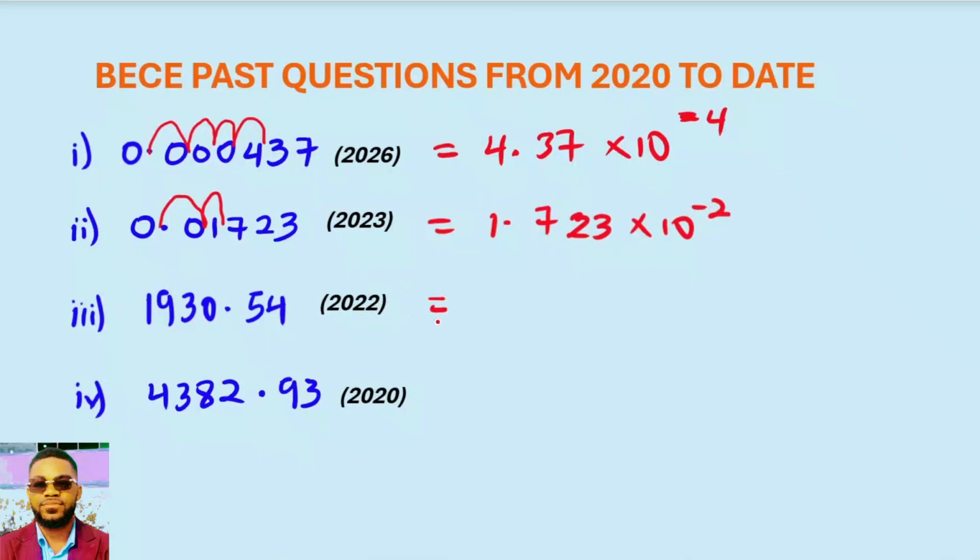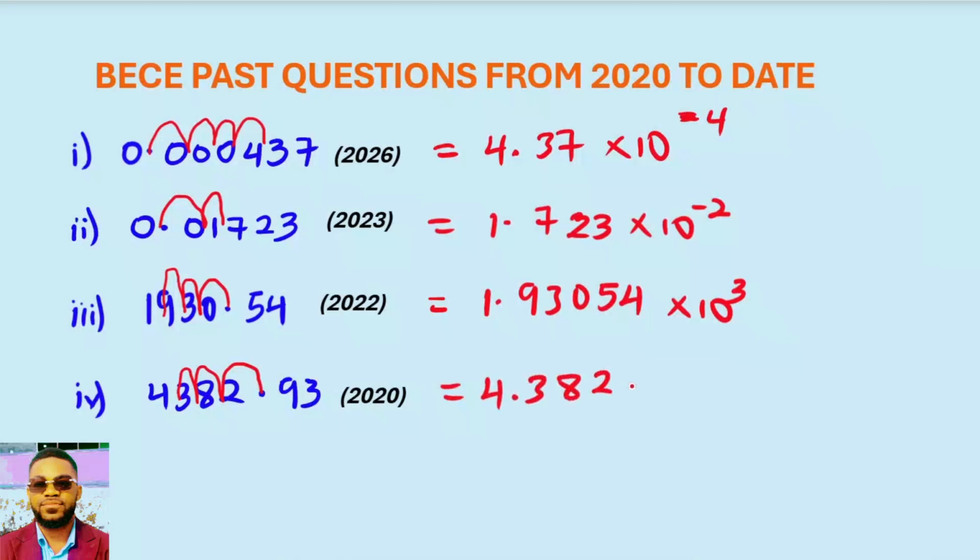The last but one, we have this number, a decimal fraction, which is greater than 1. So here we have to move to the left. So let's move. We have 1, 2, 3. So that's going to be 1.93054 times 10 exponent 3, because we move 3 times to the left. So that should be a positive exponent. And the last one, which came in 2020, you have to move 1, 2, 3. So that's going to be 4.38293 times 10 exponent 3.